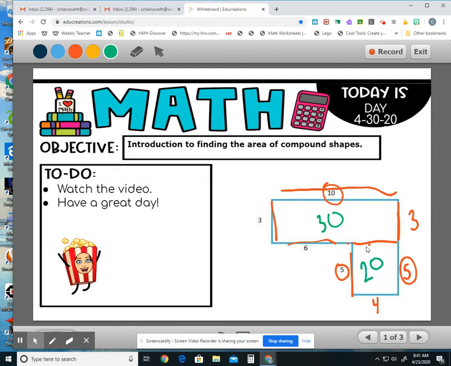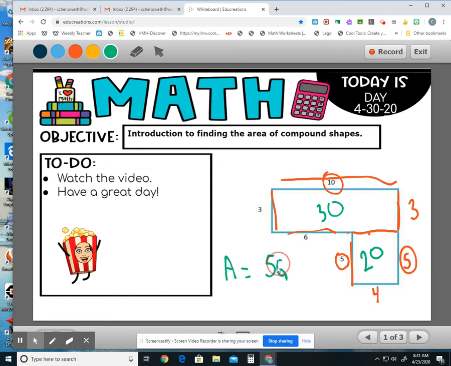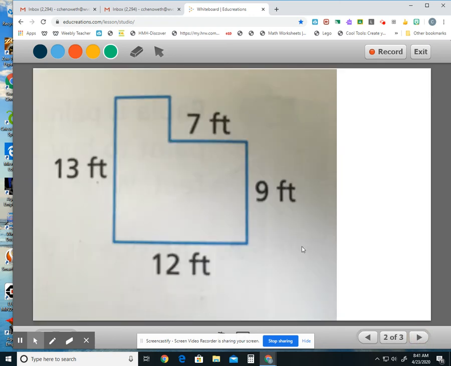And then last step, the only thing you need to do is add them together. So 20 plus 30 is 50. So the area of this shape is going to equal 50 units squared. Okay, does that make sense to you? I know my 0 is off right there, but it's 50 units squared. Let's try another example. Okay, so here's another one.